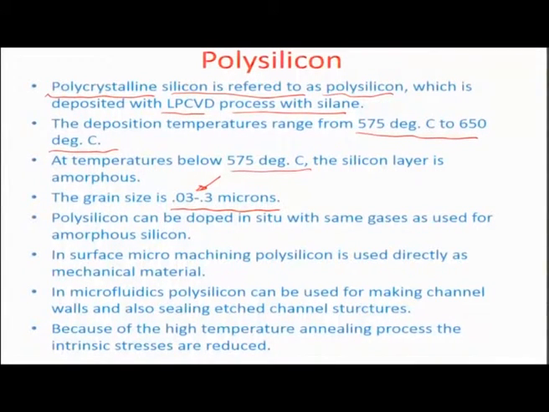and polysilicon can be doped also, just as you dope the epitaxial silicon. The doping can be carried out again with a similar set of gases, diborane or phosphine, and polysilicon typically in surface micromachining is used for giving mechanically stable and robust materials.